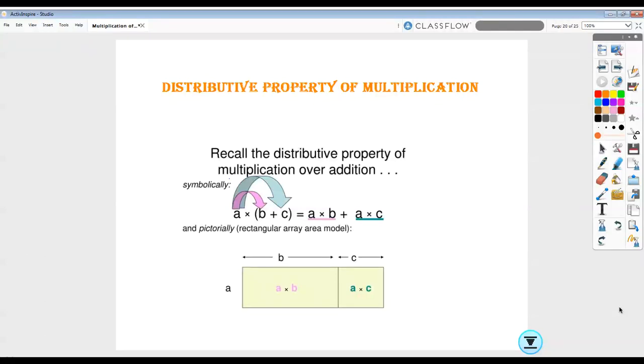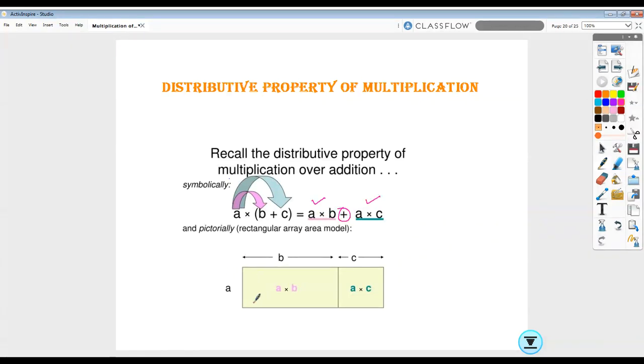Hello, dear students. Today we are going to study the distributive property of multiplication. We have already studied this property in whole numbers in the previous grade. Today we are going to extend this property to integers. We observe that when a number is multiplied by a sum of two numbers, this is equivalent to the product of that number with those individual numbers and adding them up.